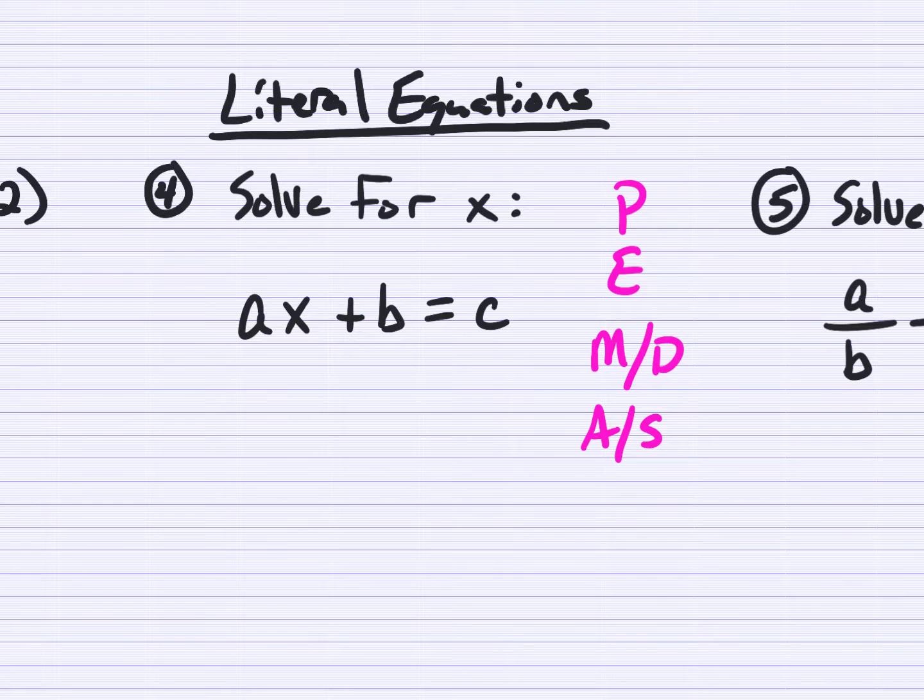Number 4, literal equations. This is the same thing we've been doing. Upside down t's, getting whatever variable they want by itself. Well, on number 4, they're saying solve for the x. So we have to get the x all by itself.